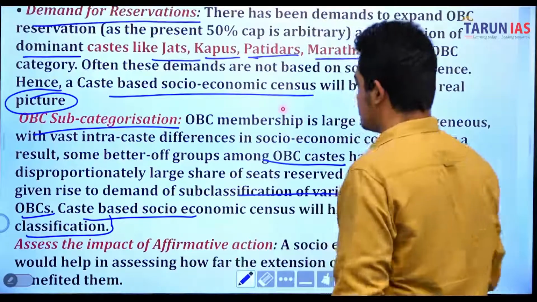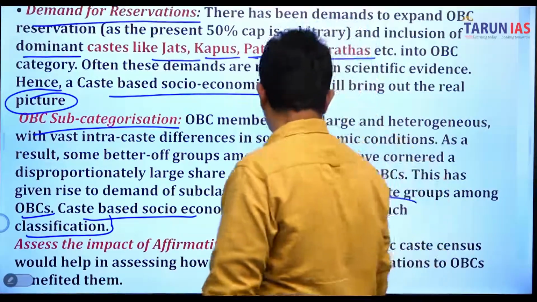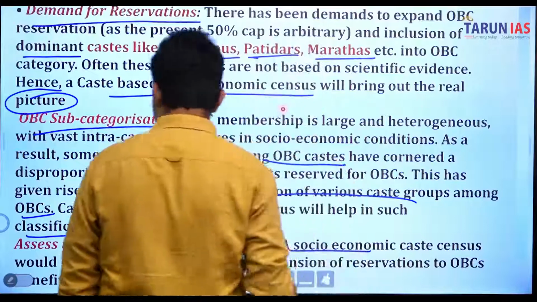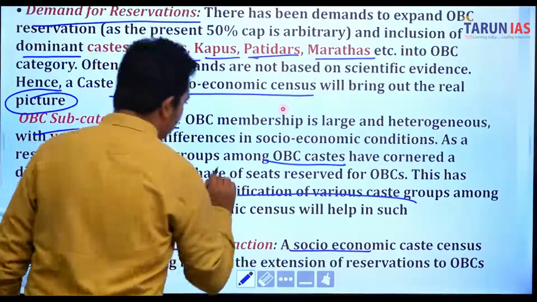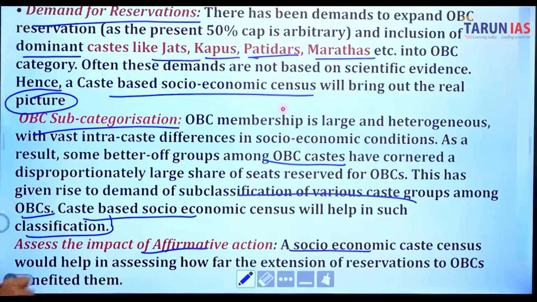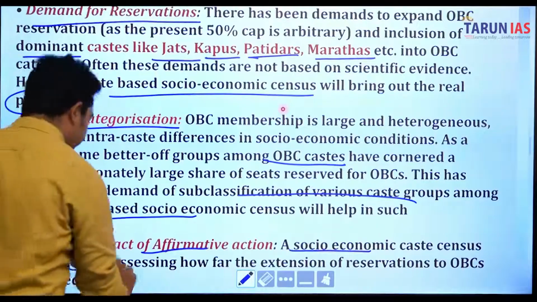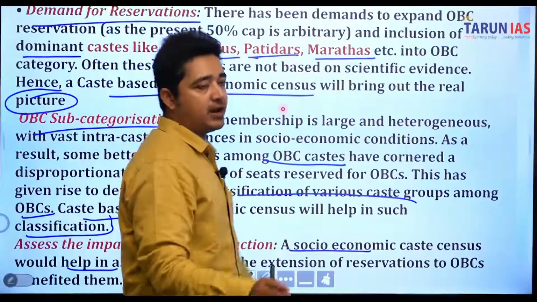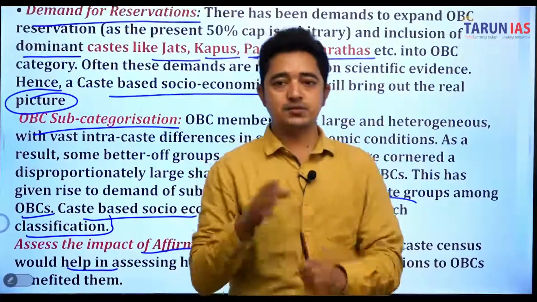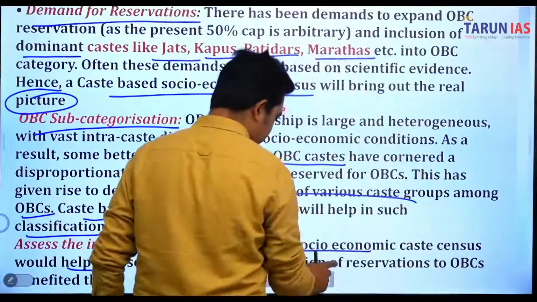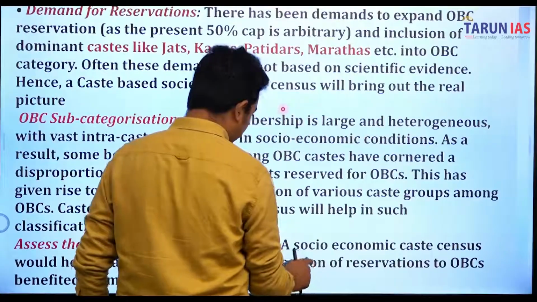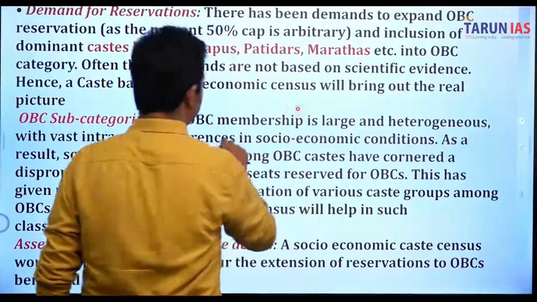Now, assessing the impact of affirmative action. A socio-economic caste census would help in assessing how far the extension of reservation to OBC has benefited them. So we must keep in mind that the caste census, especially for the other backward classes, is important, and the government must have data to help them out.